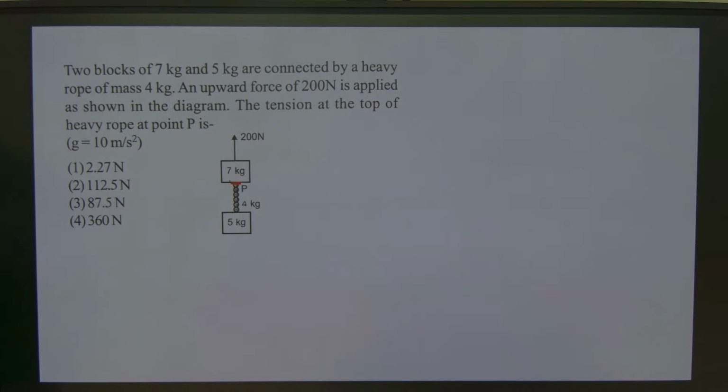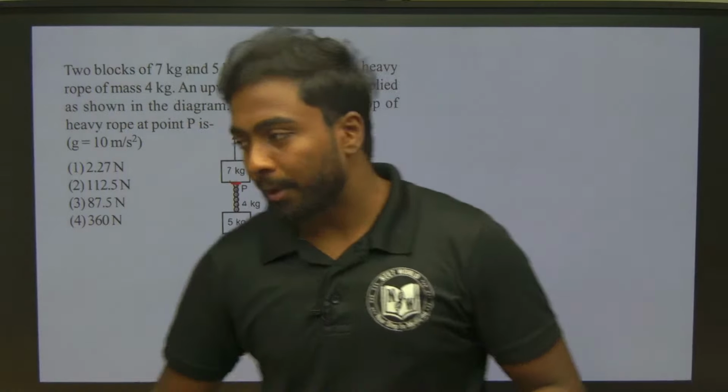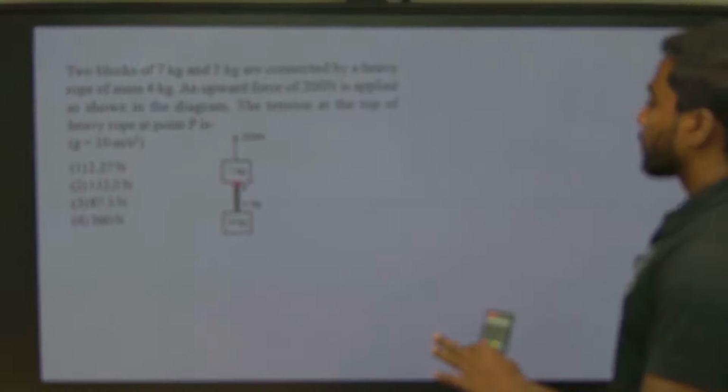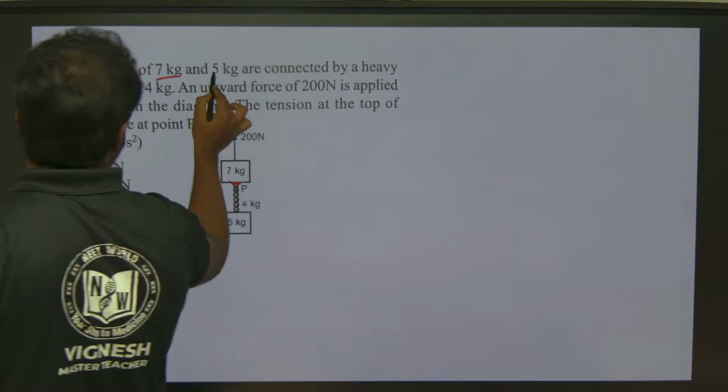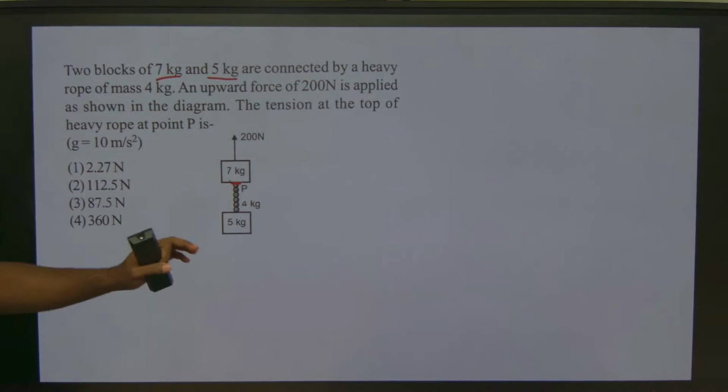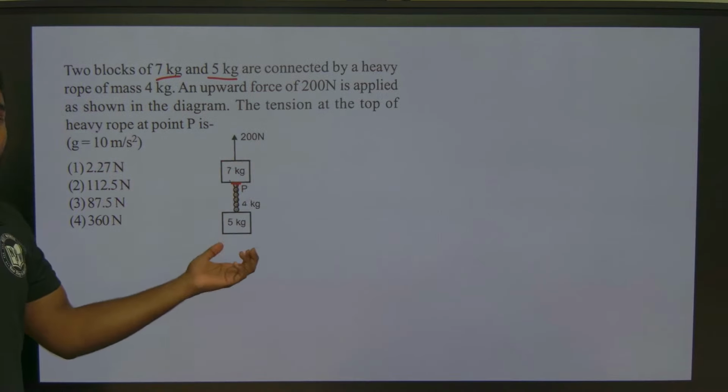Okay, can we do this? Whoever got the answer, keep it with you and cross verify the answer once. So they have given two blocks of mass 7 kg and 5 kg. Let me find what is the weight over here.